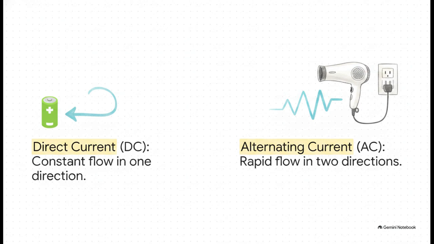Then, on the flip side, we have alternating current, or AC. This is a rapid, interrupted flow that travels back and forth in two directions, and it's produced by mechanical means. This is that heavy-duty current coming right out of your wall outlet to power something like a blow dryer.